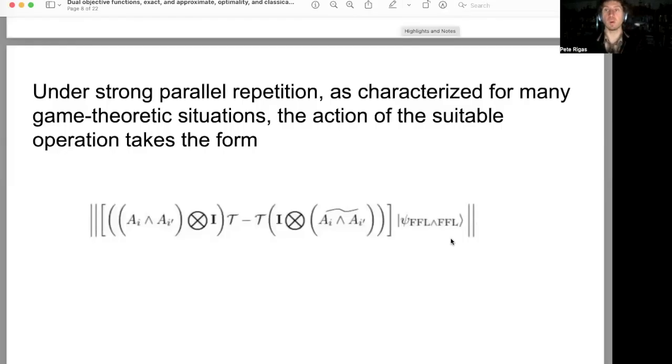Under strong parallel repetition, we are pretty much concluding the second presentation from the series by drawing the attention of the viewer to the fact that, as characterized for many game theoretic situations, the action of the suitable linear operator takes this form. Namely, we're trying to look to perform strong parallel repetition for the tensor observables gathered from one player and to basically interchange the order in which the suitable linear operator appears in this difference that we would like to upper bound under the absolute value, or the L1 norm, or with respect to the Frobenius norm.